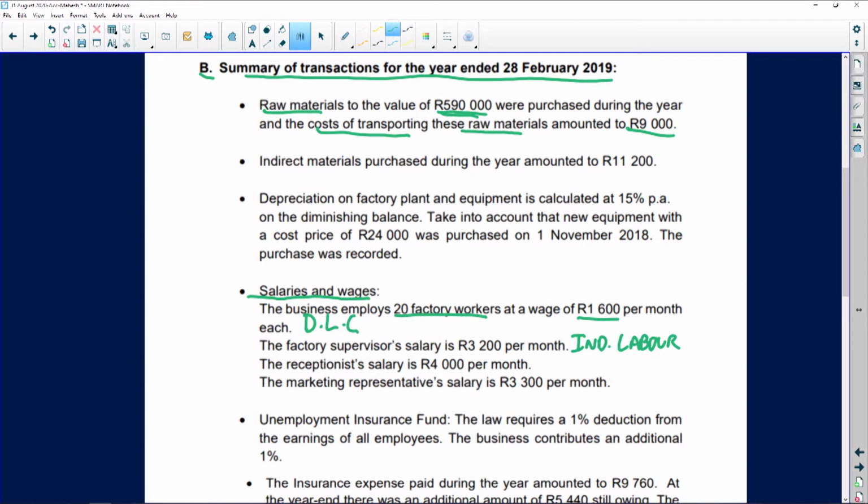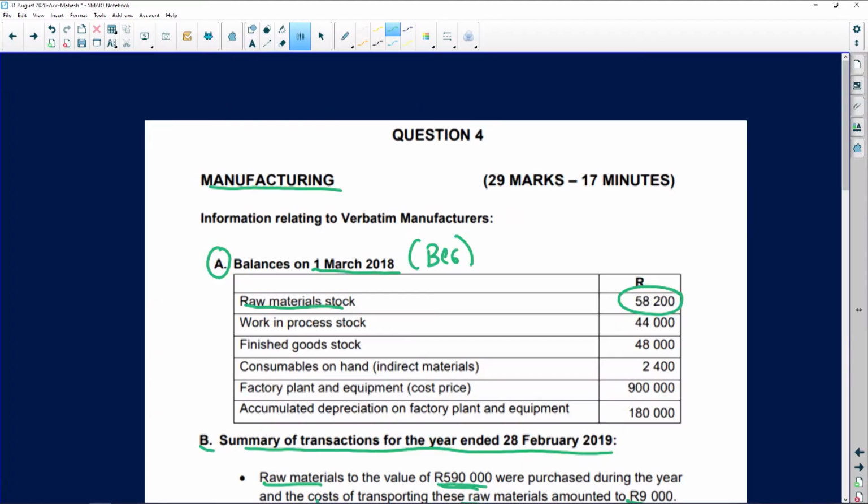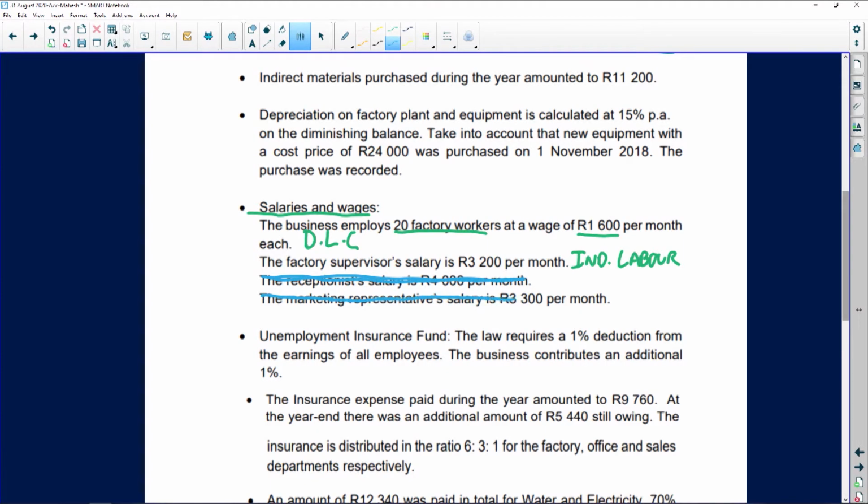Then I've got the receptionist's salary, 4,000 Rand per month. Let's go back to our diagram. She's sitting in the office, so the receptionist has nothing to do with the factory. I don't need that information for this particular question, so because I do not want to get confused, I'm going to cross that out, as there's no question about my office expenses. Then the marketing rep's salary is 3,300 Rand per month. Your marketing rep is responsible for sales and distribution, so this is a selling and distribution cost and has absolutely nothing to do with the actual factory cost. So I would once again cross this out.